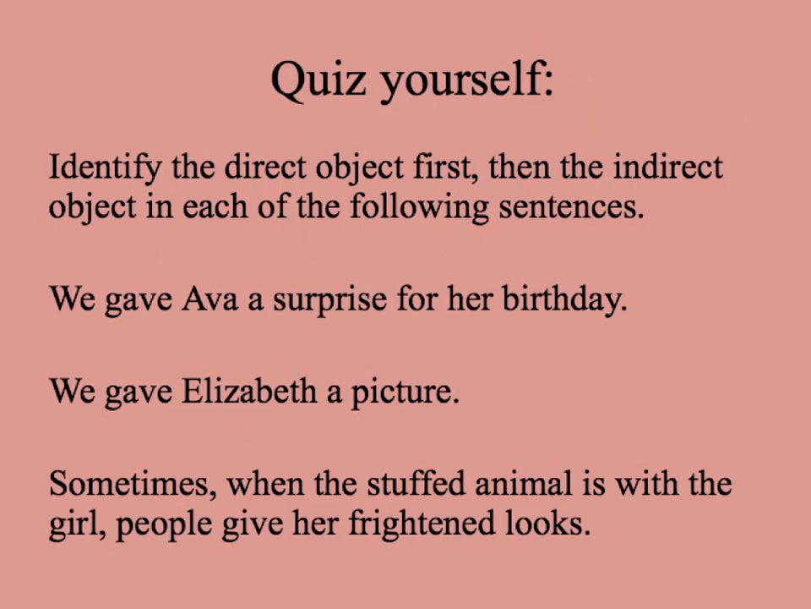Let's try these examples. We gave Ava a surprise for her birthday. Okay, so first we need to find the verb. Now we're looking for the direct object. Gave what? A surprise. To whom did we give a surprise? To Ava.